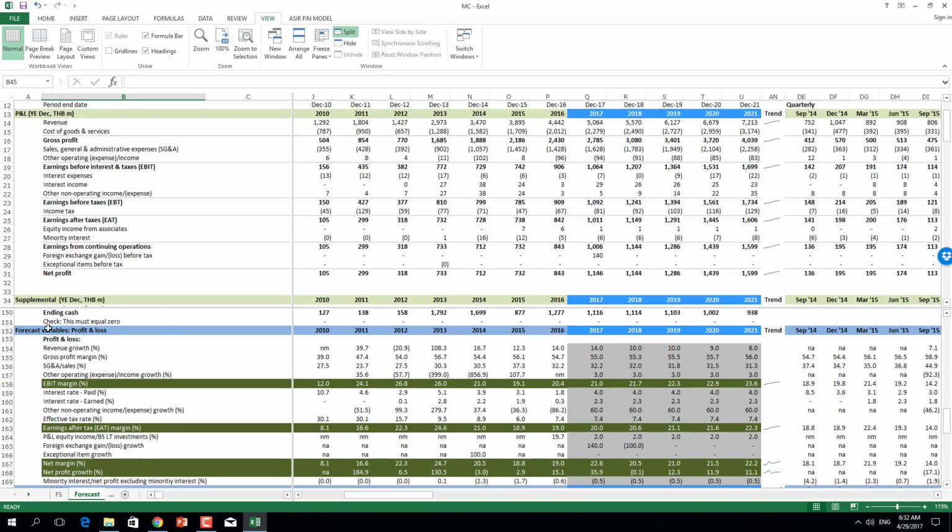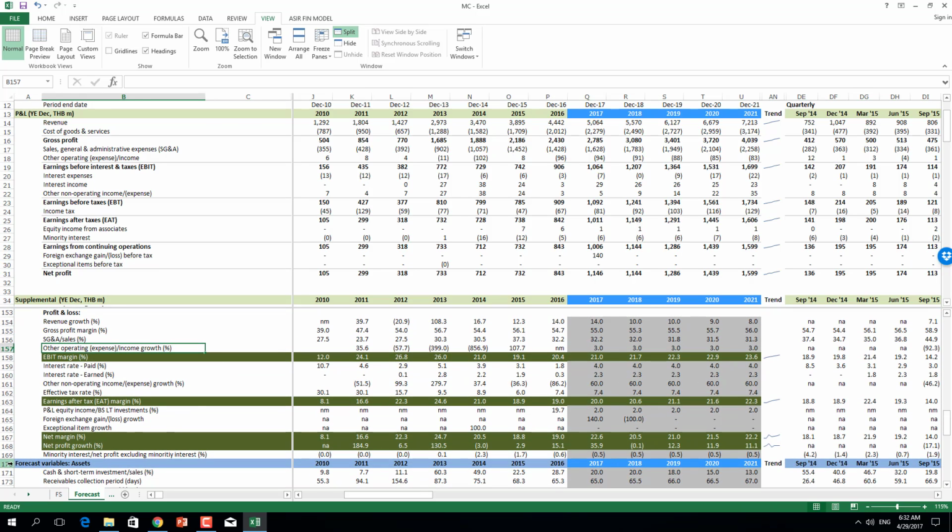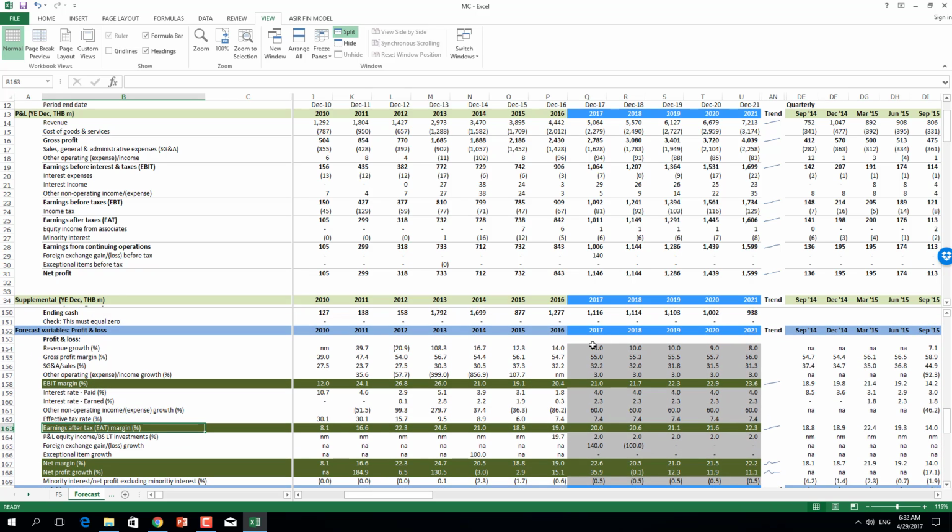If we keep going down to about line 152, we're going to see forecast variables for profit and loss. Below that, we'll see forecast variables for assets. But let's just look at profit and loss for a moment. And here we have the company's current revenue. So now if I want to look at the revenue growth that has been happening in the past, it's 14%. Now let's just say that I think this company is going to expand a lot. And therefore, I'm going to say it's going to be 25% each year. Wow. So that means the growth is going to really accelerate here, and we can see that.